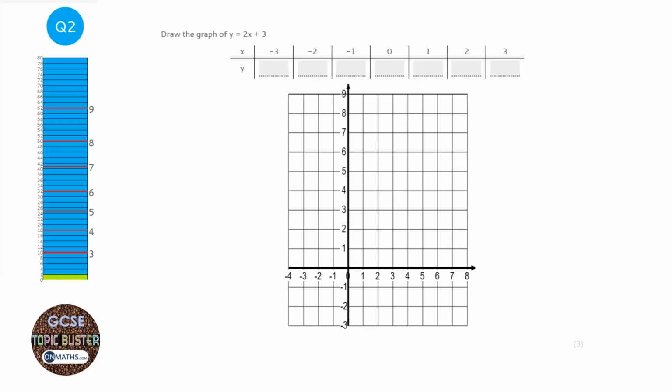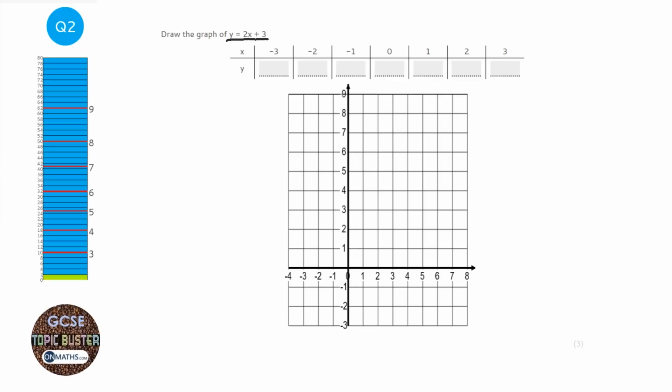In this question we're asked to draw the line y equals 2x plus 3. Now there's no x squared or x cubed, so I know it's going to be a straight line graph. There's multiple ways of doing this. I'm going to do it using a table, and then I'm going to show you a few other tricks of doing it much quicker or checking that you've got it right.